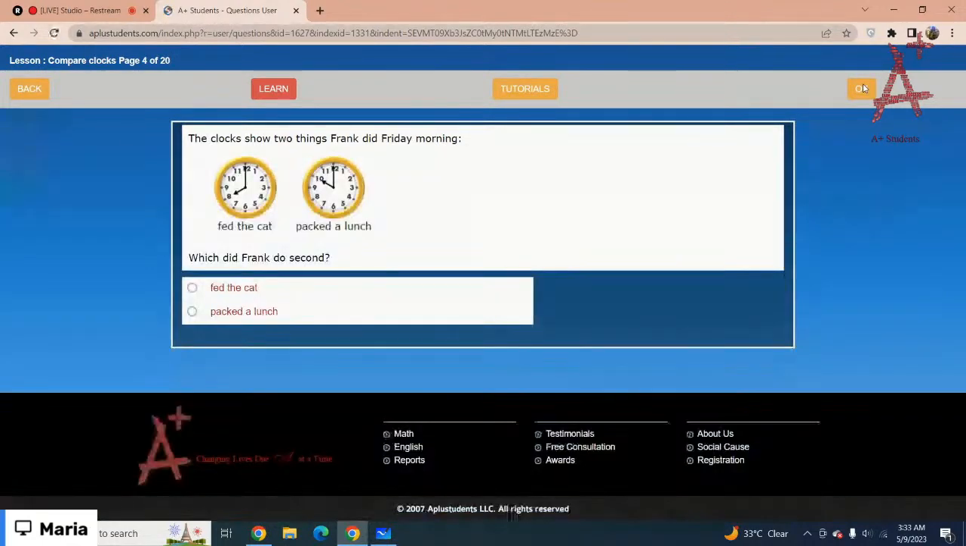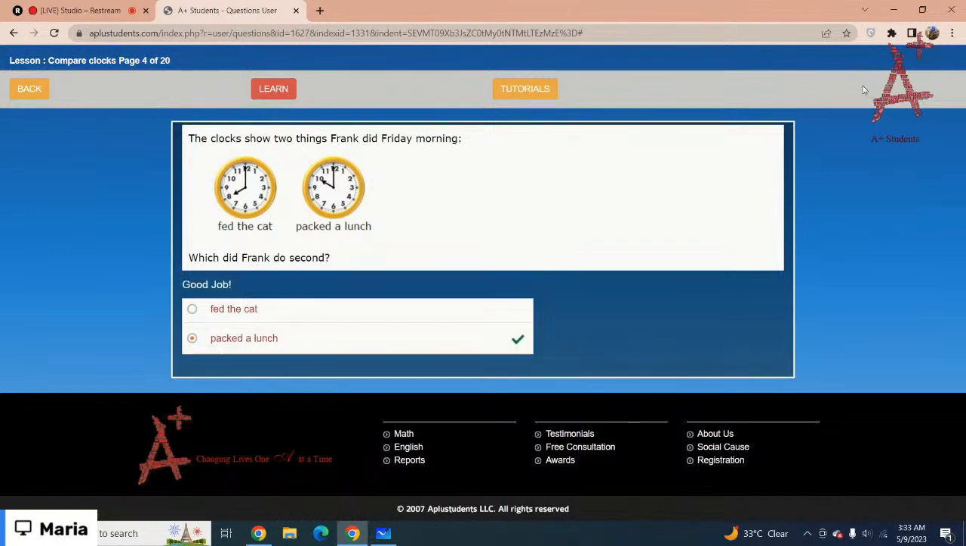Very good. Okay, the clock shows two things Frank did Friday morning. At 8 he fed the dog, and at 10 he packed a lunch. What did Frank do second? So which is the correct option? Do second. So 8 and 10. At 8 he fed the dog, and at 10 he packed the lunch. That means second he packed the lunch.